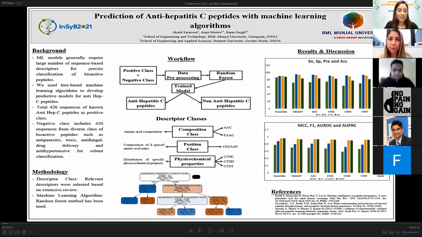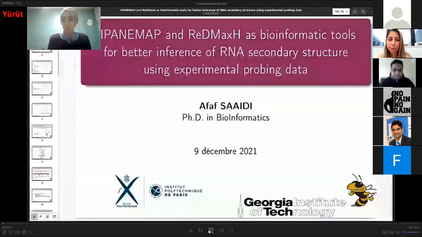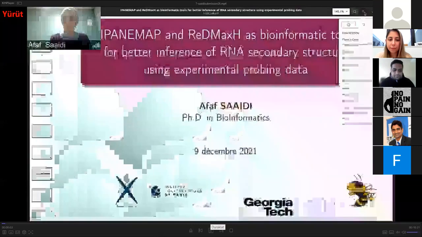So the next presentation is IPANEMAP and RNAmax hash as bioinformatic tools for better inference of RNA secondary structure using experimental probing data. About these two tools in bioinformatics that allow us to infer the structure of RNA using experimental data.